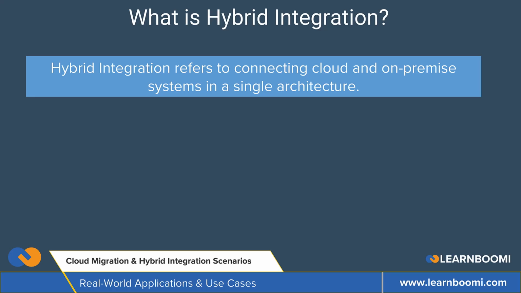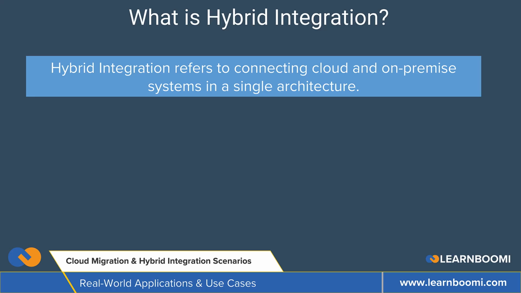And what are examples of hybrid integration? On-prem SAP ECC connecting with Salesforce, local databases connecting with Azure SaaS, an on-prem application exchanging data with AWS Lambda functions, an internal HR system syncing with Workday, and an on-prem manufacturing system feeding data to a cloud analytics platform.